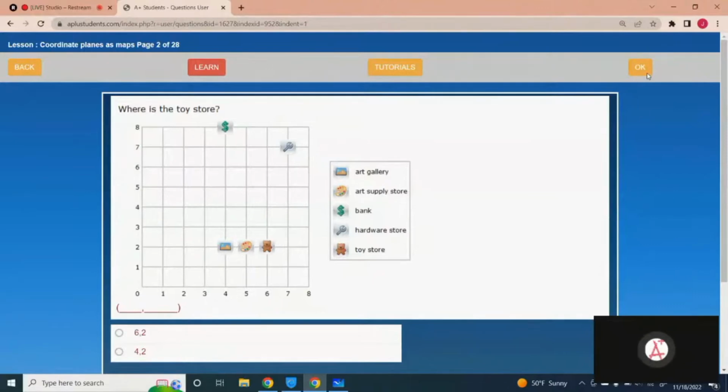Okay, where is the toy store? So the toy store is, this is the toy store. So the coordinates for the toy store are, yes, it would be 6 and 2. Very good. Just select the correct option and click on the OK button.